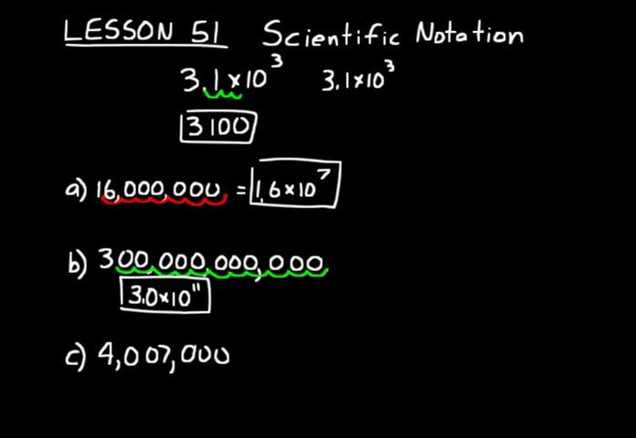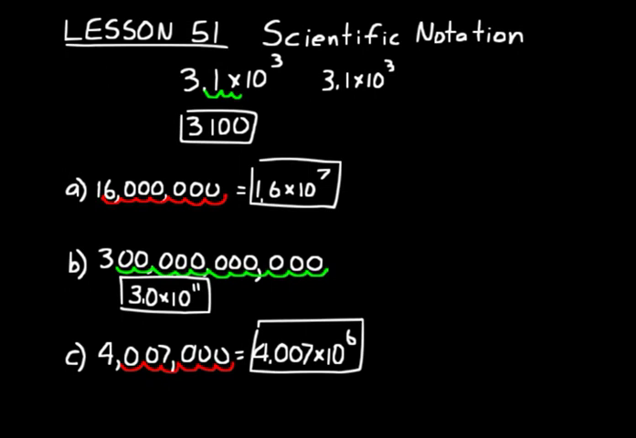Let's try to do practice problem C. Do it the same way you did A and B. Just move that decimal place to the left until you get it in front of the first non-zero digit. So to write that in standard form, you'd move it 1, 2, 3, 4, 5, 6 places. So that means 10 to the 6th. 4 point, you can't just leave that 7 out that's over there. So you have to say 4.007 times 10 to the 6th, which would be 4,007,000.